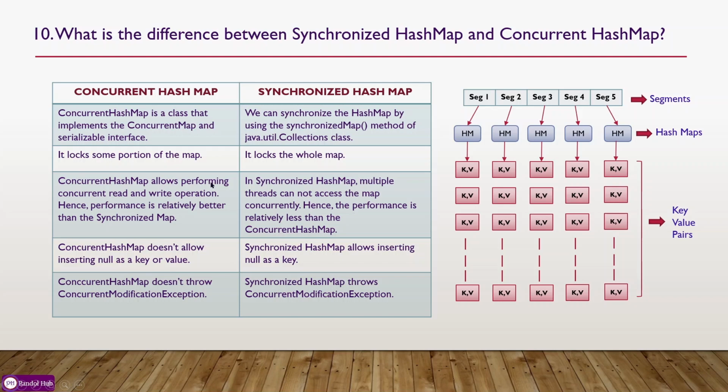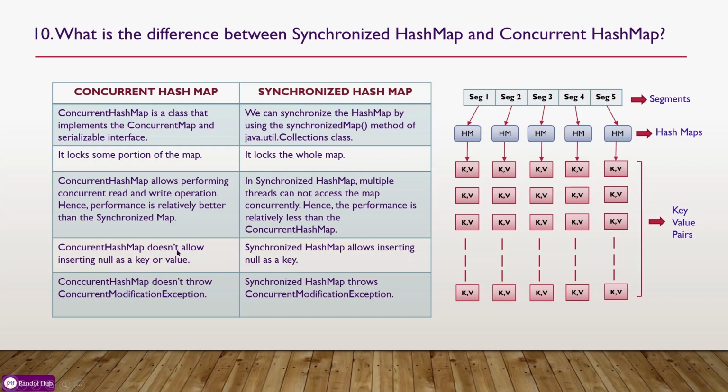Concurrent hash map allows performing concurrent read and write operations. Hence, performance is relatively better than the synchronized map. So what does concurrent hash map allow? It allows concurrent read and write operations. Whereas in the synchronized hash map, multiple threads cannot access the map concurrently. So in the synchronized map, only one thread can access the map at a time, whereas in concurrent hash maps, multiple threads can access the map at a single time. They can read and write the hash map.